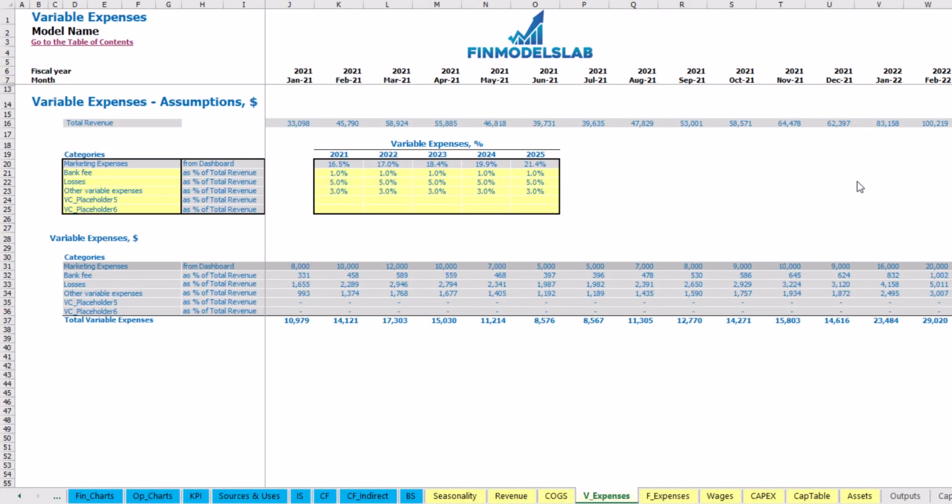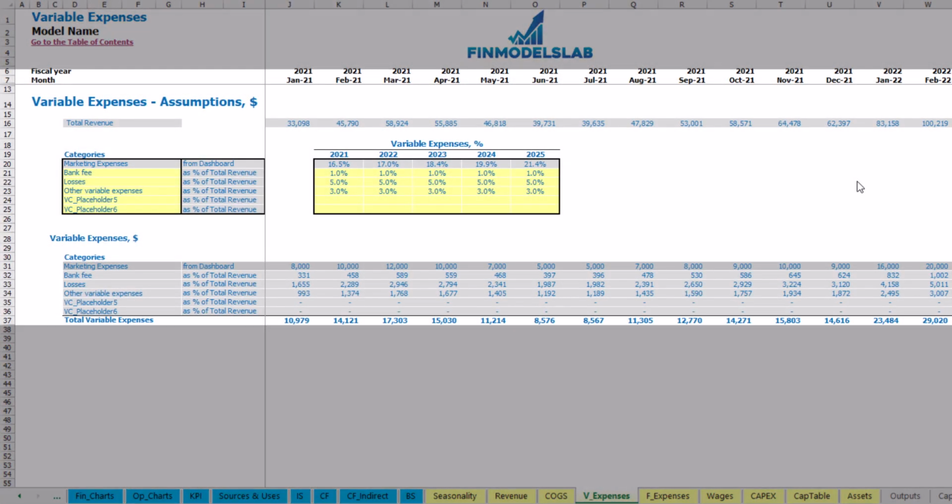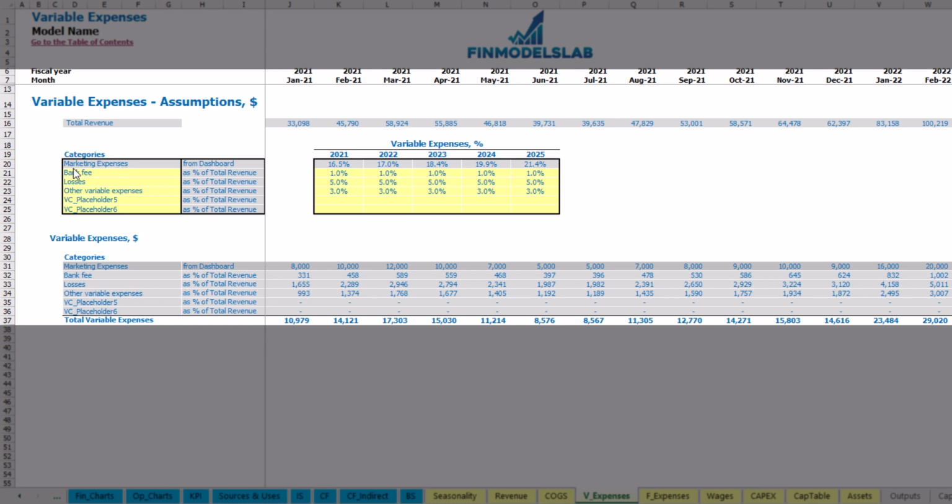On the variable expenses tab, you may set up your variable expenses line item names as well as drivers. So here you have the categories or line item names. You can see up to 6 categories. One is predefined, which is gray, marketing expenses. This line item we already set up on the dashboard, and we can see the marketing expenses as a percentage of revenue by years calculation, which is gray.